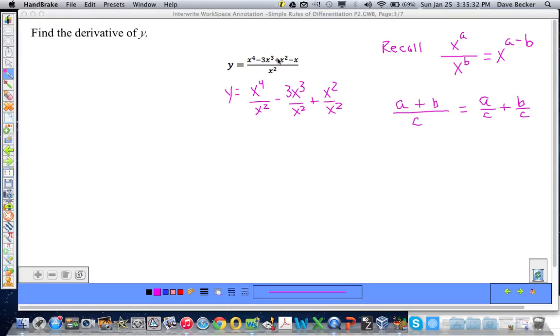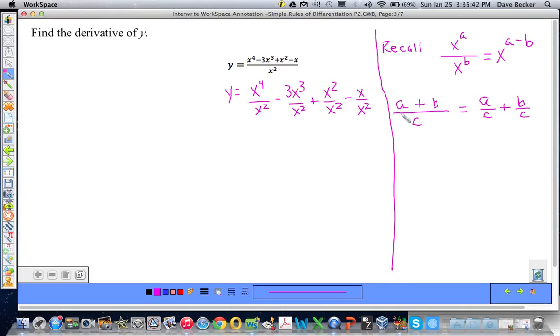So, x squared over x squared, and then finally minus x over x squared. And I'm going to simplify this. Let me cut this off so we don't get confused. And do you have to write this out? No. If you can do this in your head, do it in your head.